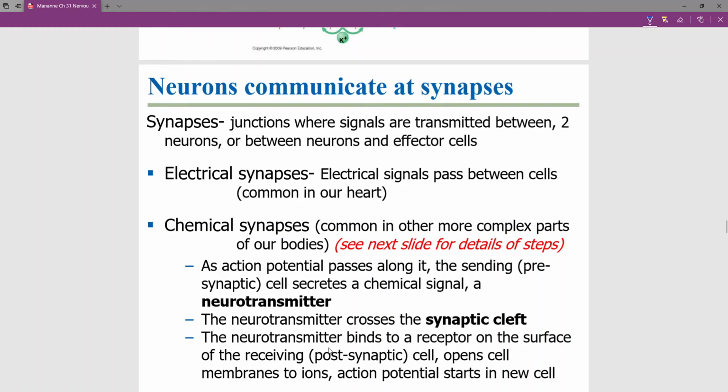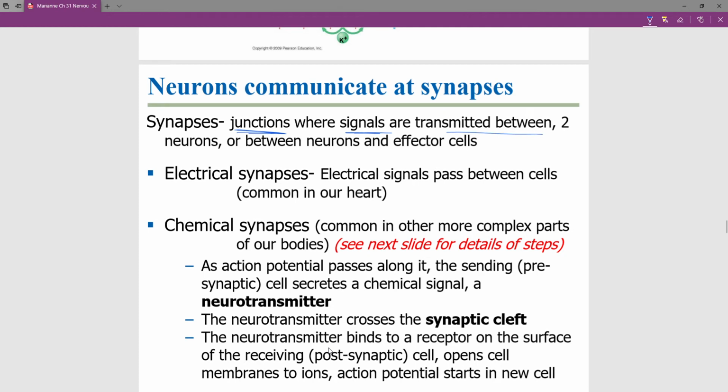Although I forgot to say the word synapse back when we were looking at the diagram of the neuron, the synapses are really important. This is where nerves interface with other nerves, where the axon of one neuron joins the dendrites of a next neuron. These junctions are really important because signals are transmitted between the two neurons, or between neurons and effector cells.